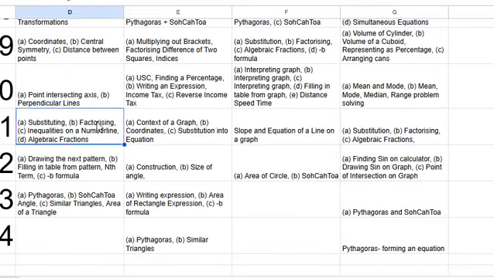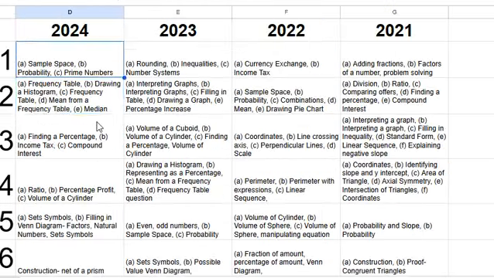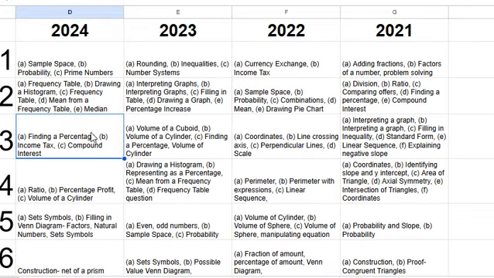And USC, like I put in finding a percentage in brackets there. Generally, these questions will always involve finding a percentage, just being able to work out a percentage of something at some stage in them. If we look for the financial maths questions here, they are finding a percentage, income tax, compound interest. I don't have compound interest there actually. But yeah, compound interest is probably important as well.